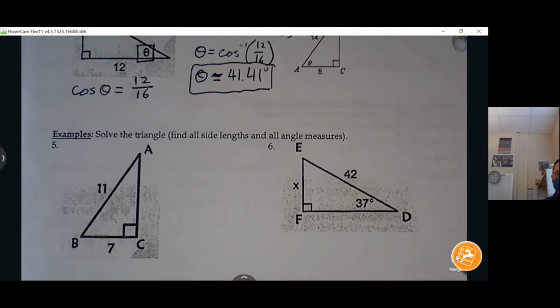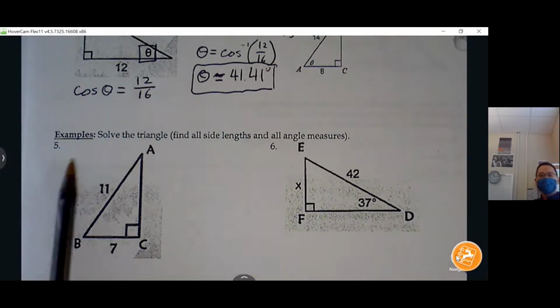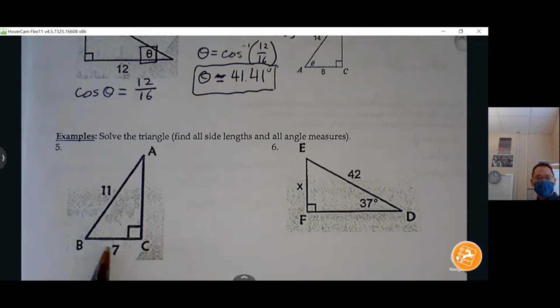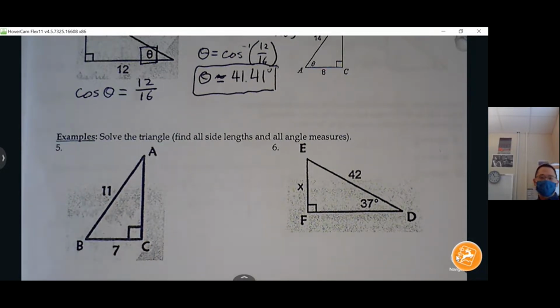So now we're asked to solve the triangle. Okay. Solve the triangle. Let's look at number 5. Now, number 5, we don't have any angles given except for that 90-degree angle. So we know that we have to involve inverse trig in order to get to angle A or angle B. But here's where we have some decisions to make, right? We can either solve for angle B or solve for angle A first. Okay? It doesn't matter which one.